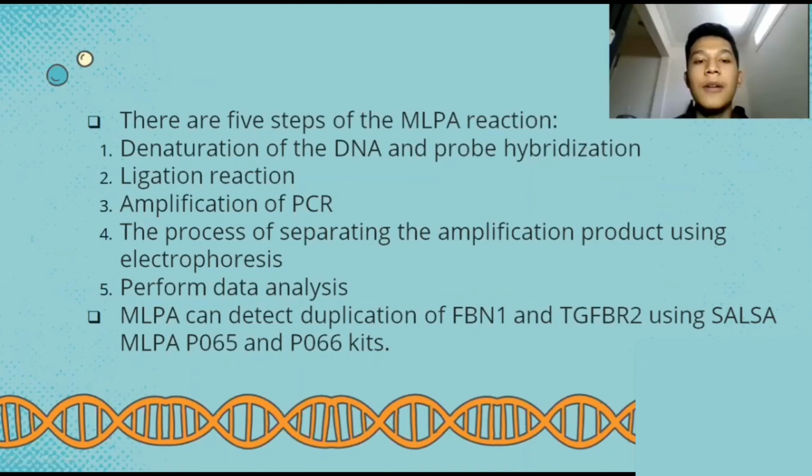My name is, with student ID 20025111193. So I will explain that there are 5 steps of the MLPA reaction. First of all, the denaturation of the DNA and the probe hybridization. Then the second step is the ligation reaction. The third step is amplification by PCR. Then the fourth step is separating the amplification products using electrophoresis. And the last step is performing data analysis. MLPA can detect duplication of FBN1 and TGFBR2 using the MLPA P065 and P066 kits.